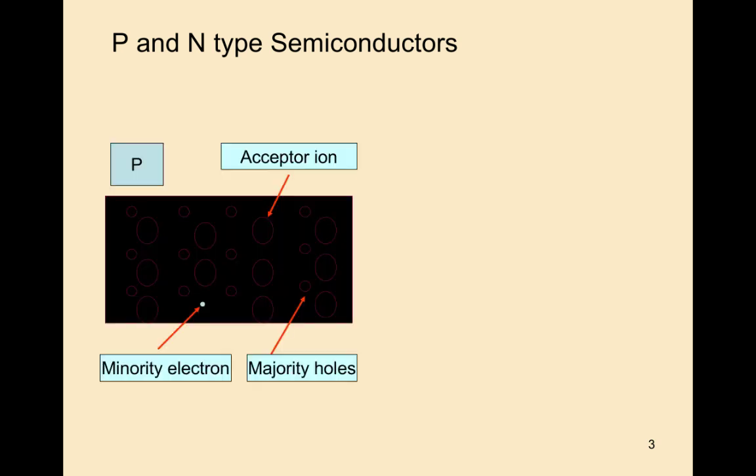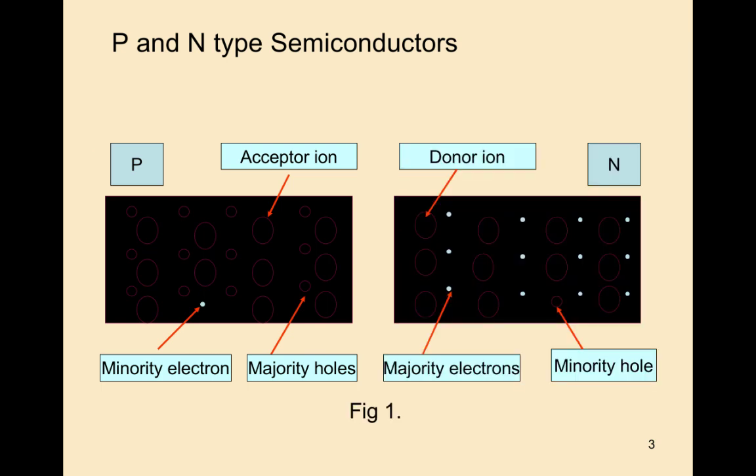We know how the p type semiconductor is formed. It is one type of extrinsic semiconductor. By adding trivalent impurities to pure silicon atoms, we get a p type semiconductor. In it, majority carriers are holes and minority carriers are electrons.